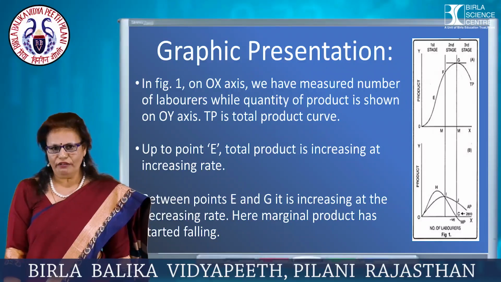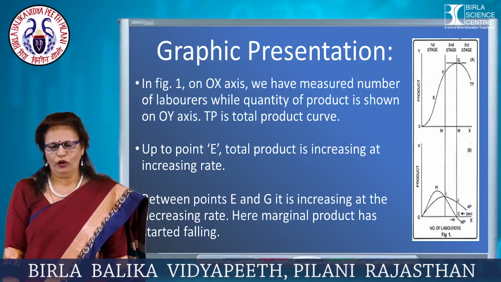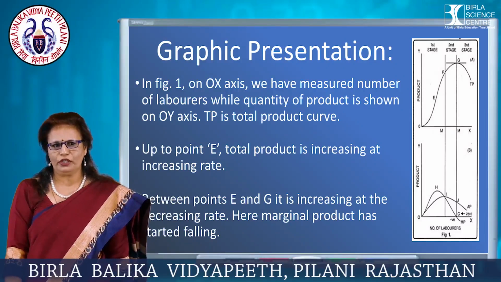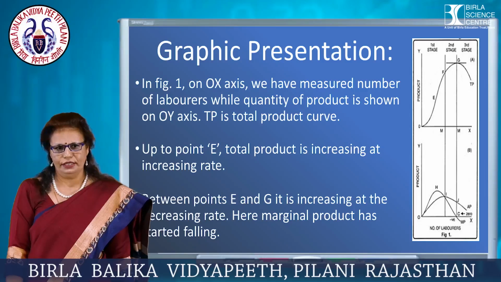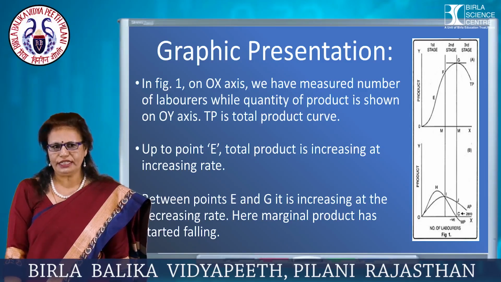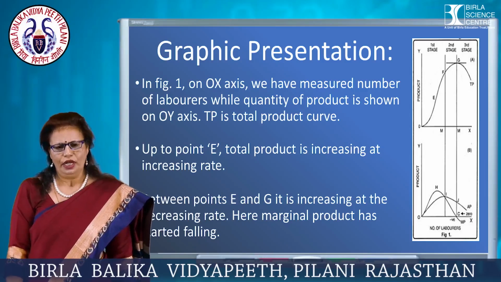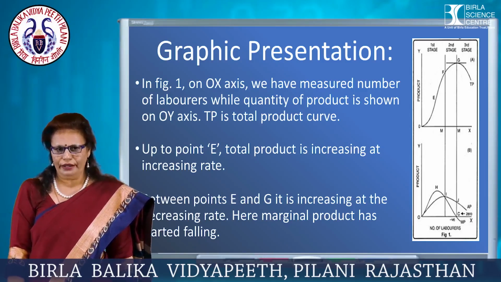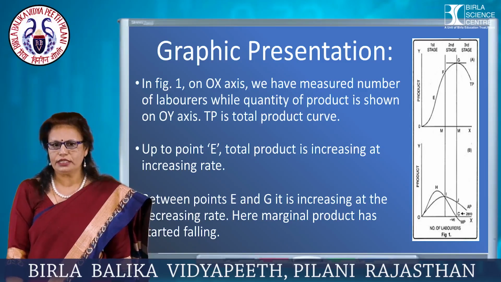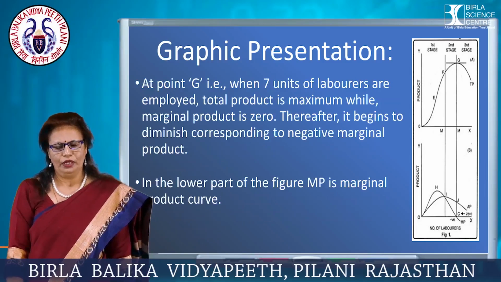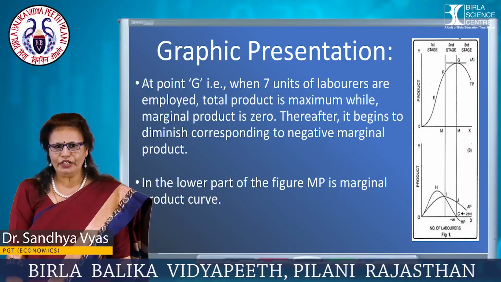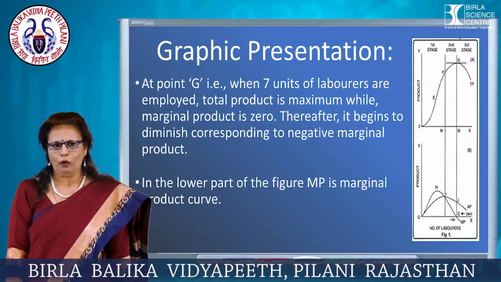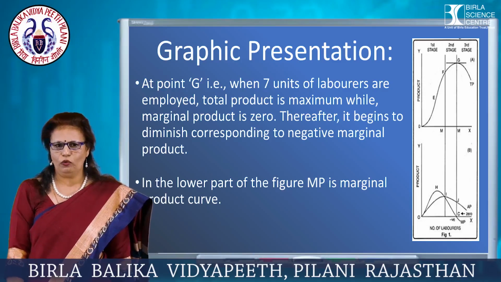Now you can see the graph. In figure 1, on the OX axis we have measured number of laborers while quantity of the product is shown on the Y axis. Up to E unit the total product is increasing at an increasing rate. Between point E and G, it is increasing at a decreasing rate, here marginal product has started falling. At point G, when 7 units of laborers are employed, total product is maximum, while marginal product is 0.